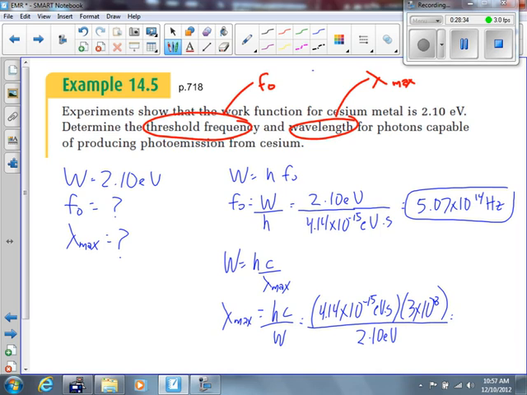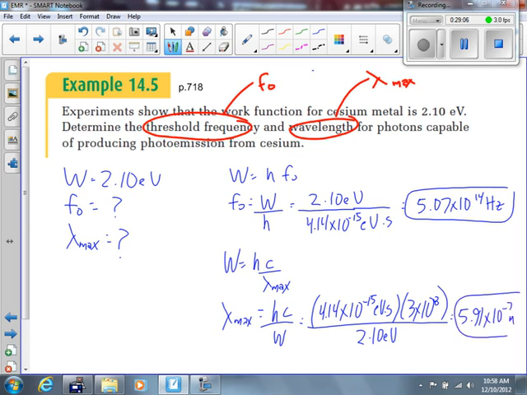You could have, yeah, for sure. But you also could have just said v is equal to f lambda. v is 3 times 10 to the 8, my threshold frequency is 5.07, and my maximum wavelength would be lambda in that equation. That requires you to already have the threshold frequency, though. If we're doing this from scratch, we solve for lambda max first. We have to do it this way. Lambda max is equal to hc over W. What do we get for that, by the way? 5.91 times 10 to the negative 7 meters.